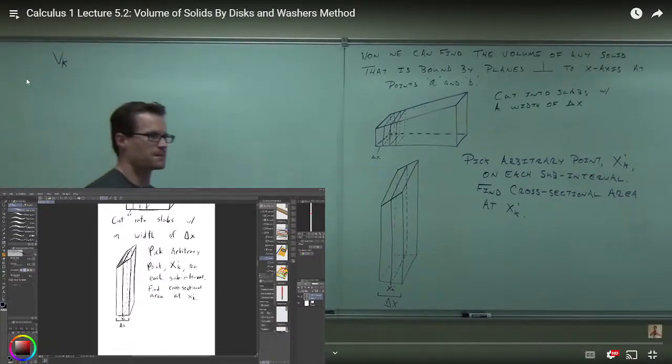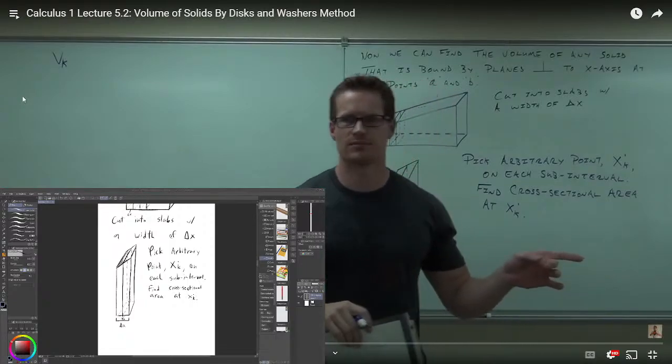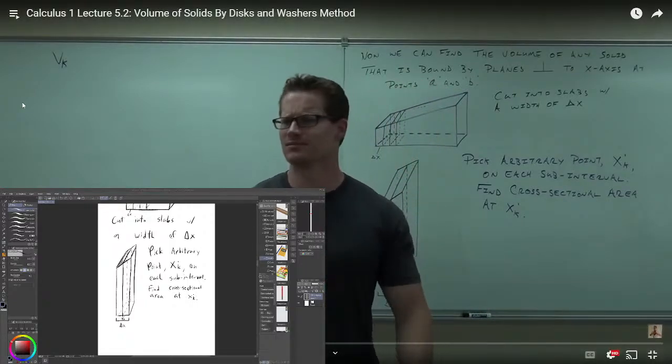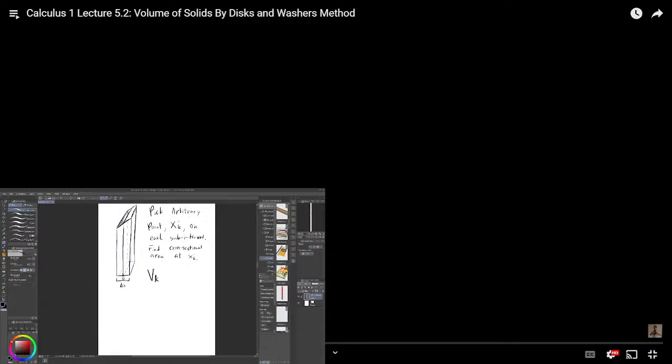What's v sub k? Arbitrary point. Nope, that's xk dot. What's v sub k? What's v? Volume. Volume sub k means of whatever little interval I'm talking about. You get it? So this is every little interval. So the volume at the first interval or second interval is going to be equal to the area at xk dot.